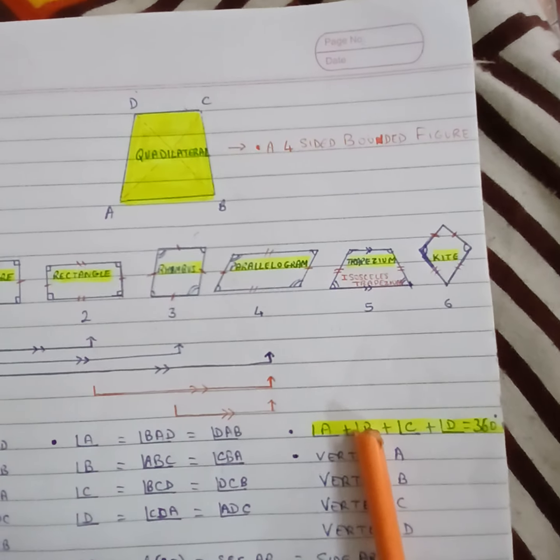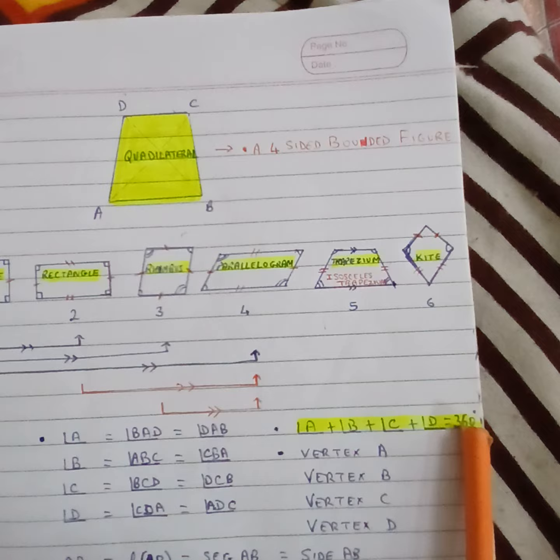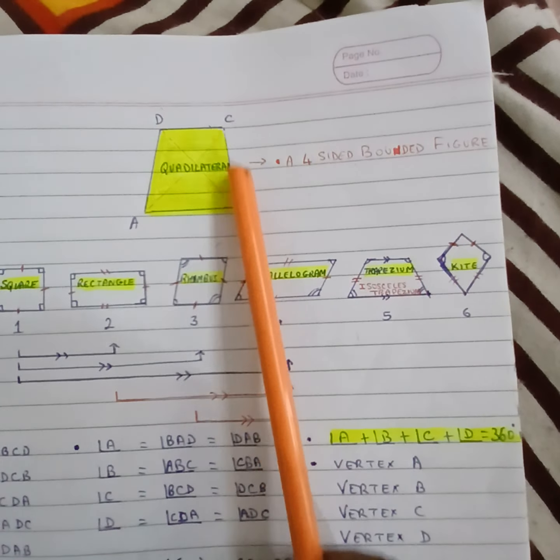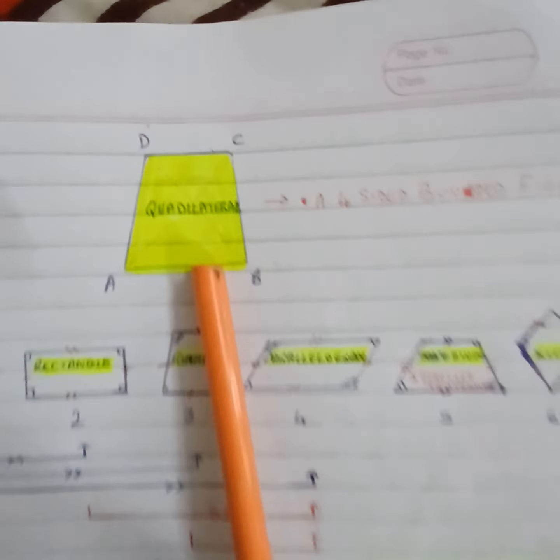Angle A plus angle B plus angle C plus angle D is equal to 360 degrees. Sum of the measures of all the 4 angles of a quadrilateral is 360 degrees.